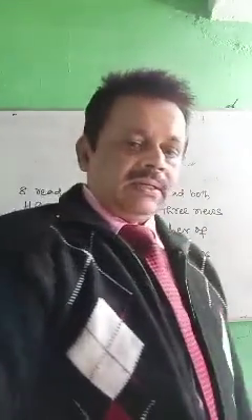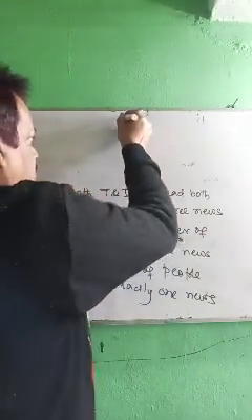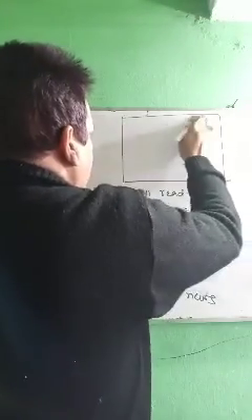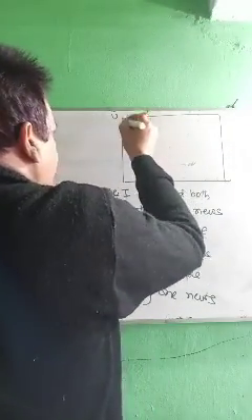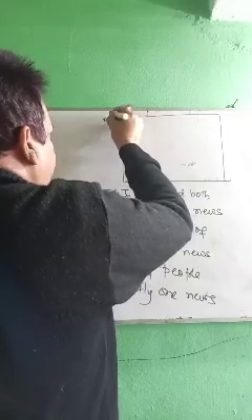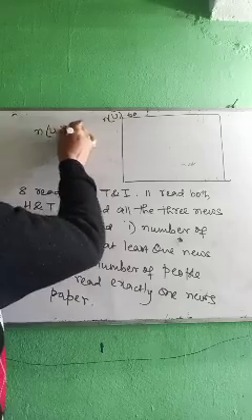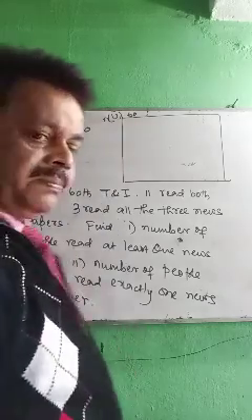See, there are a total number of 60 people. The universal set U is 60, given. You can write the number of U equals 60. There are a total number of people.